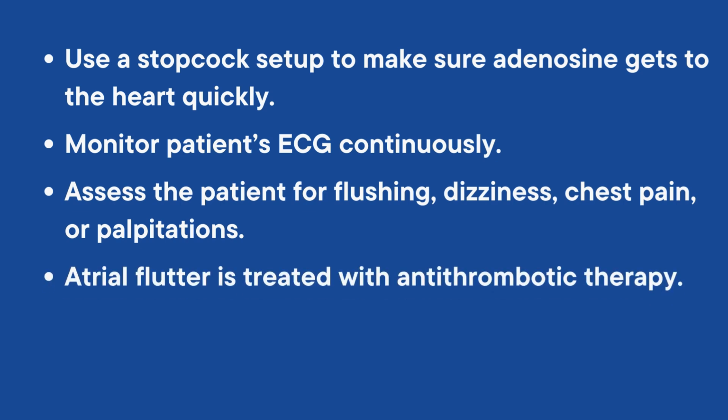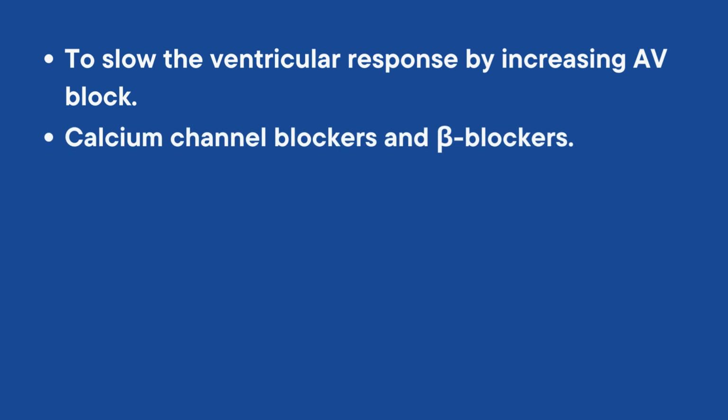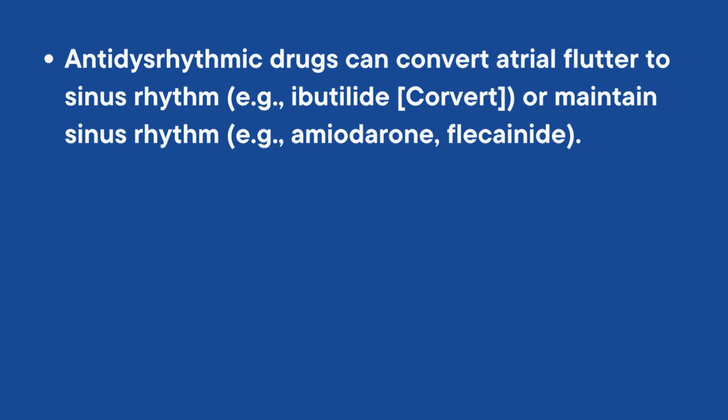Atrial flutter is treated with antithrombotic therapy, rate control, and rhythm control in the same manner as atrial fibrillation. The primary goal in treatment of atrial flutter is to slow the ventricular response by increasing AV block. Drugs used to control ventricular rate include calcium channel blockers and beta blockers. Electrical cardioversion may convert the atrial flutter to sinus rhythm in an emergency, for example, when the patient is clinically unstable, or it may be given electively. Antidysrhythmic drugs can convert atrial flutter to sinus rhythm, for example, ibutilide, or maintain sinus rhythm; drugs of choice are amiodarone or flecainide.